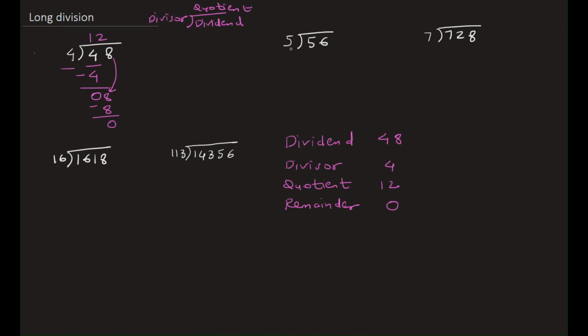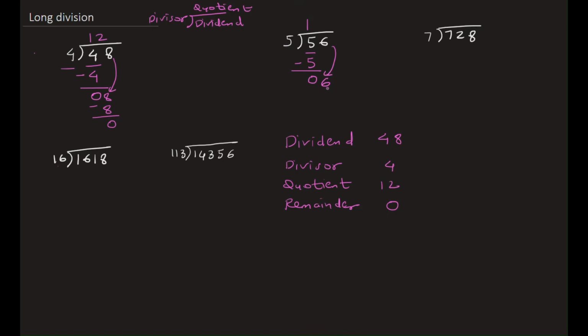The next sum is 56 divided by 5. Again consider the first digit of the dividend. It is 5. 5 goes exactly once in 5. So I write 1 in the quotient space, multiply that 1 with 5, write the product below 5 and subtract it. Answer is 0. Bring the next digit down, that is 6.